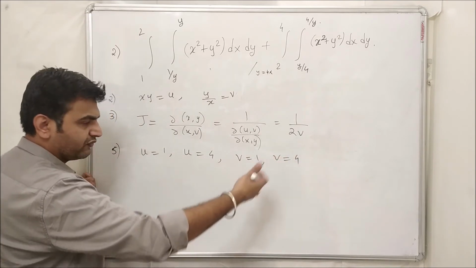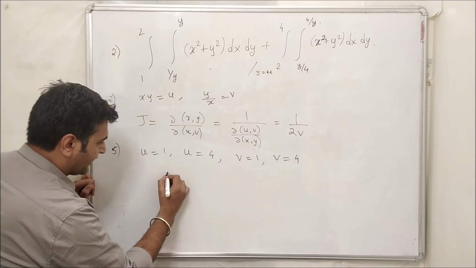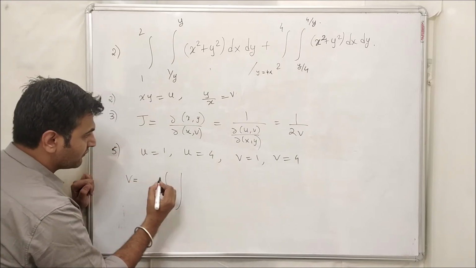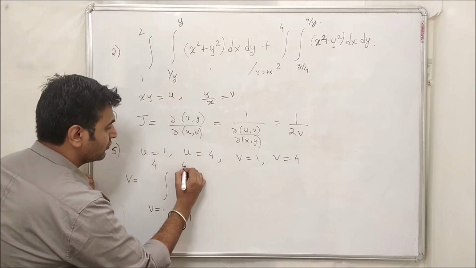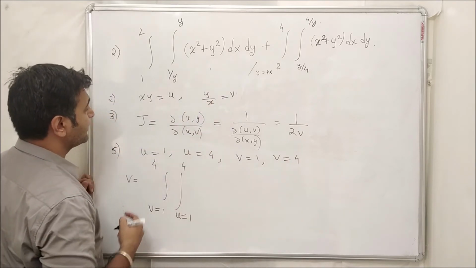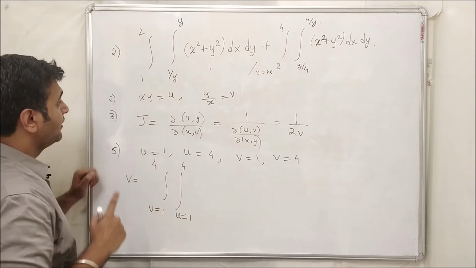You have a square. If you want, you can draw the figure. But okay, I am comfortable with this, so I won't draw the figure. So v is going from 1 to 4, u is going from 1 to 4. You have x square plus y square. What is x square plus y square?